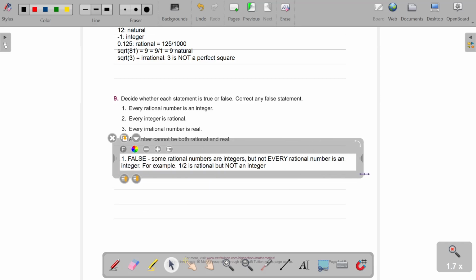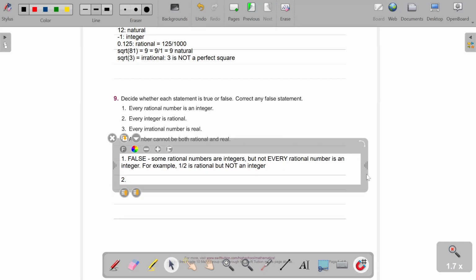Then we can go on to the next question. For the next question, we're going to say true. And why is this going to be true? That's because every integer is rational, because any integer n can be written as n over 1. I forgot to read the question itself, but the question is every integer is rational, and the answer is yes, because if an integer is some value n, I can take that value n and divide it by 1.